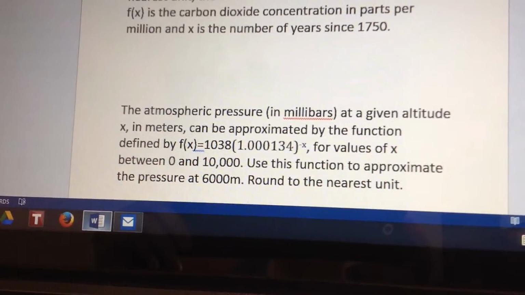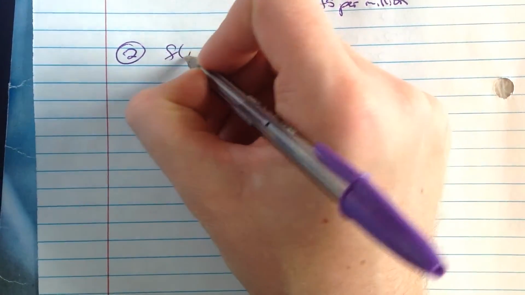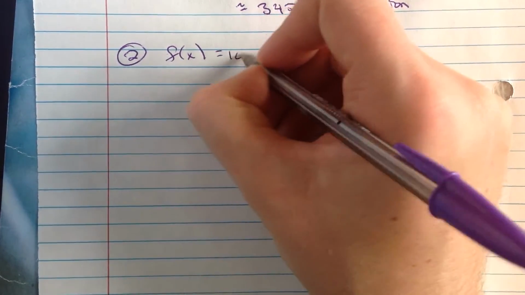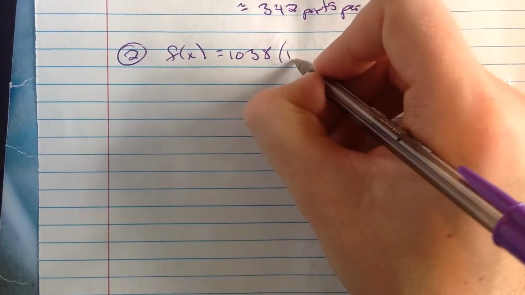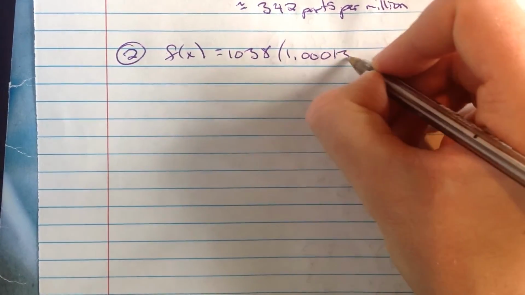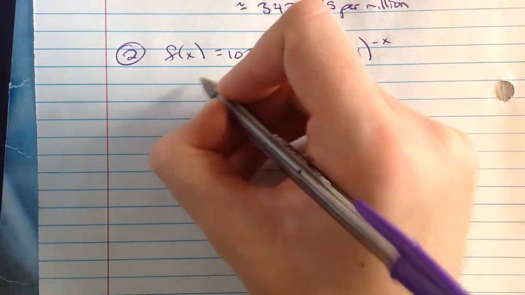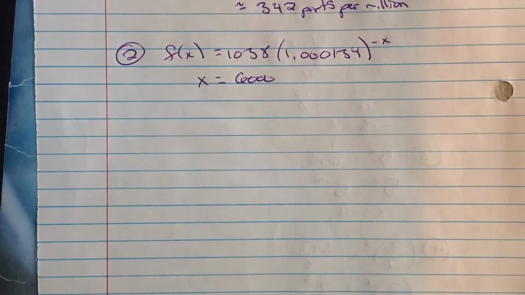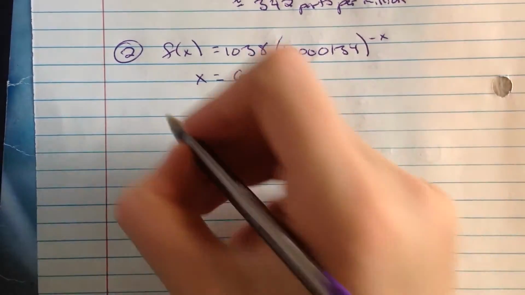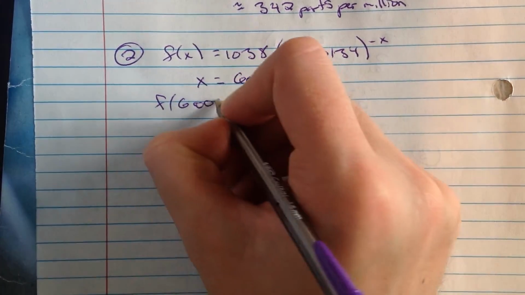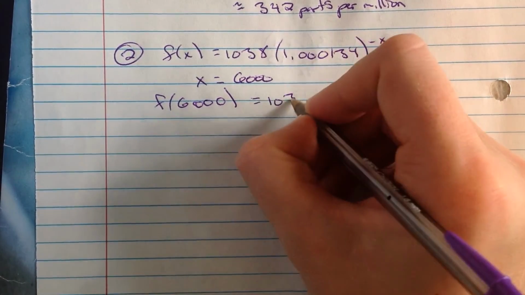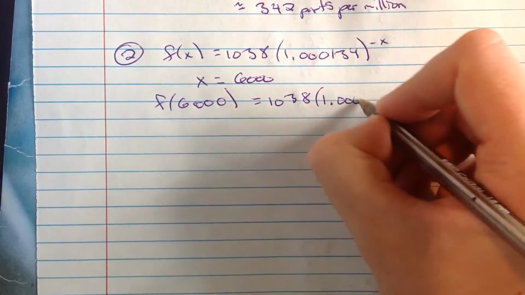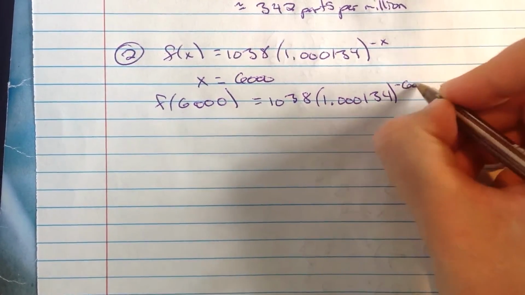x is meters, notice that. So we're going to plug 6,000 meters in for x. So let's write down that function. They gave us that the function f of x is equal to 1038 times 1.000134 to the negative x. And we know we want to plug in when x is equal to 6,000. So what this means is we have f of 6,000 is equal to 1038 times 1.000134 to negative 6,000.